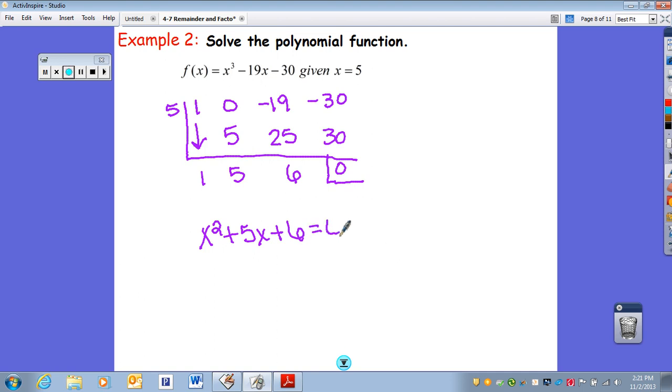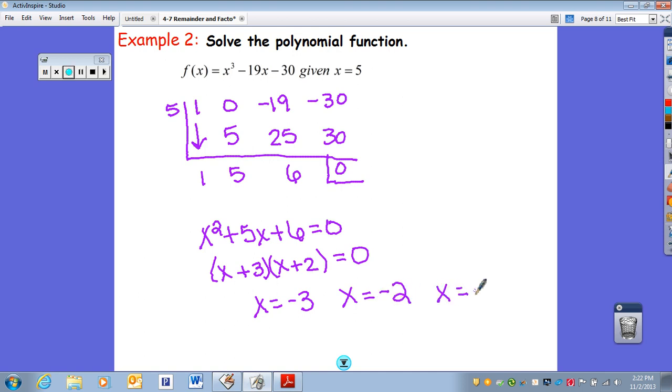Setting that equal to 0, we can solve by factoring. So we have x and x. What two numbers can I multiply together that give me 6? But when I add them together, I get 5. That would be positive 3 and positive 2. So when I set those equal to 0 and solve, I have x equal to negative 3, x equal to negative 2, and we began our problem with the first solution, which is x is equal to 5.